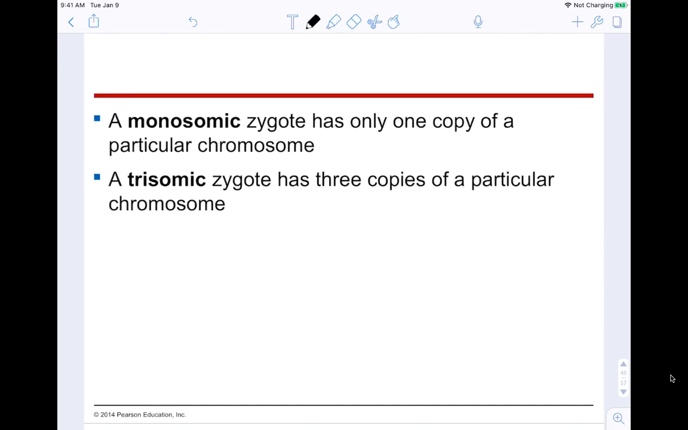So a monosomy, trisomy, these are 1. A mono is going to be 1. It's going to be a zygote that has only 1 copy of a particular chromosome, whereas a trisomic zygote is going to have 3 copies. If it was di, it would be normal, so that's why that's not a thing. We went from 1 to 3 because you either have 1 less or 1 too many. So monosomy and trisomy here.